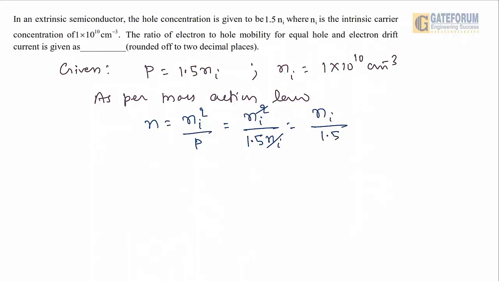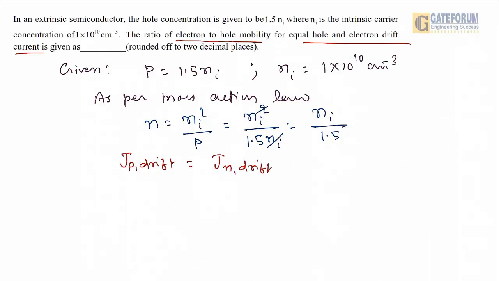And in the next part of the question, they have given that we need to find the ratio of electron to hole mobility for equal hole and electron drift current. So they are asking that the hole and electron drift currents are equal. In that situation, what will be the ratio of electron to hole mobility? So Jp drift is equal to Jn drift.